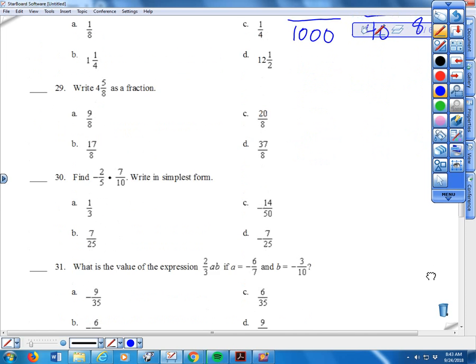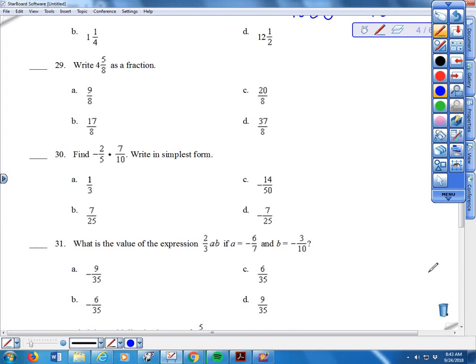Okay, write 4 and 5/8 as a fraction, meaning an improper fraction because it's a mixed number now. So how do I convert a mixed number to a fraction? You multiply the whole number by the denominator and add the numerator. And then it's over the denominator, right? Correct. So 32 plus 5 is 37/8, which is letter D.